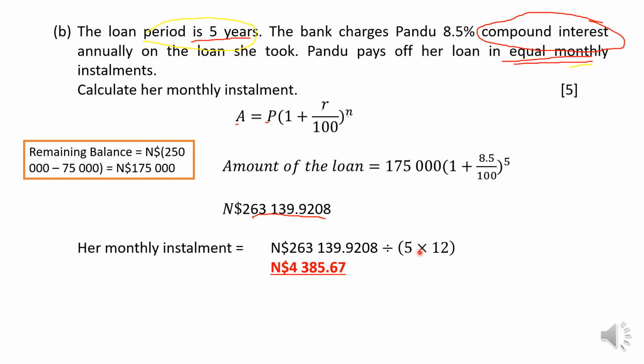The 5 times 12, why did I multiply this by 12? Obviously, there are 12 months in a year, and this gives you 60. So now we know that this is what she is supposed to pay. 5 marks, this was a very good question. You just have to read it, and you must make sure that you understand the particular question.